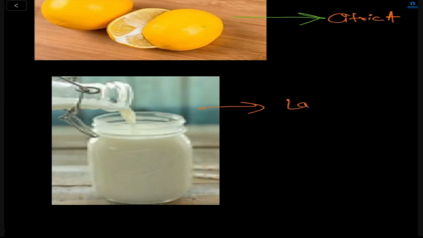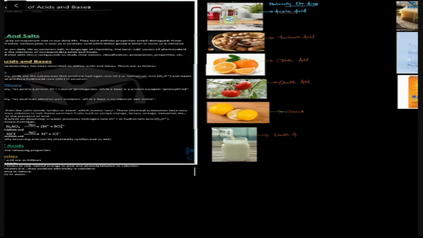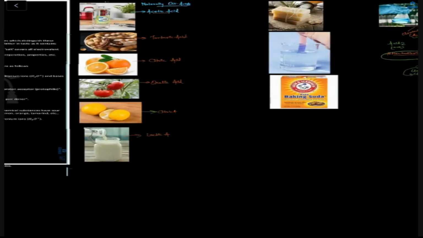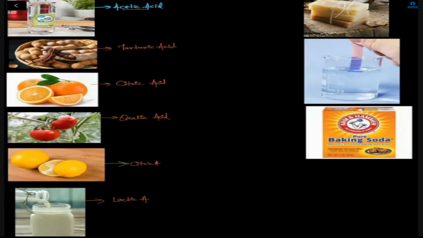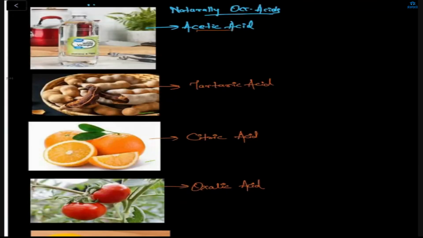Lactic acid? Yes. So these are the natural names of all the acids. Ma'am, I want to write all the names of the acids. You want to write? Yes, ma'am. Give me 2 minutes on this one. Okay, should I wait? Ma'am, I'll just complete it in 2 minutes. Okay, but I will provide you the notes, the PDF.